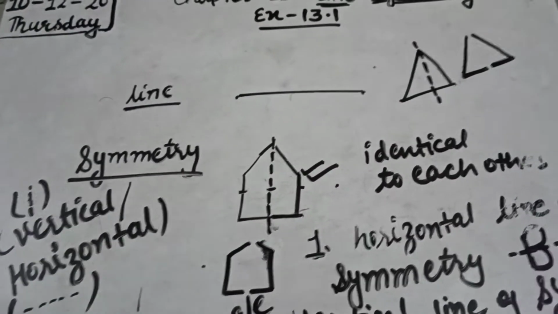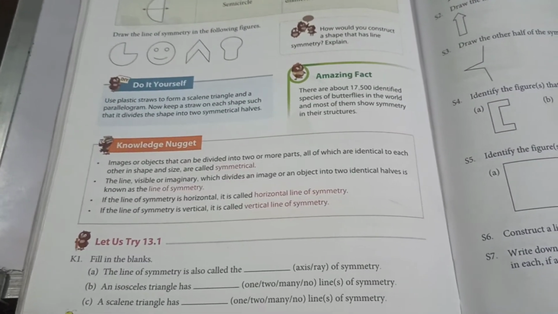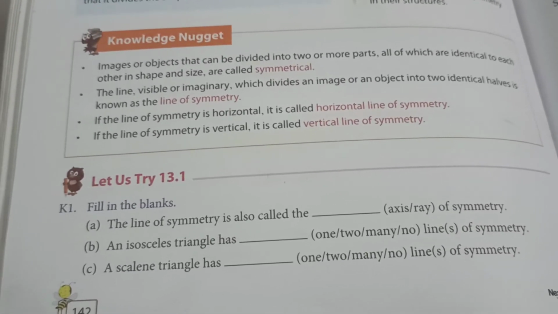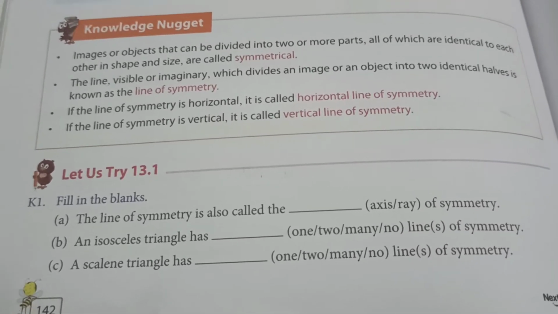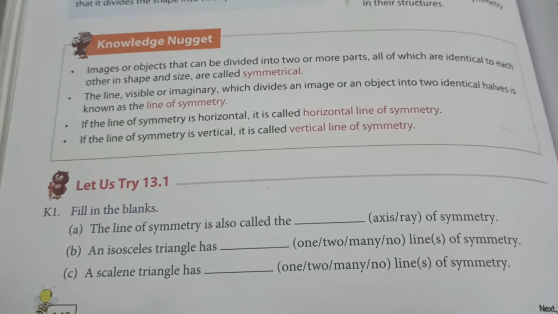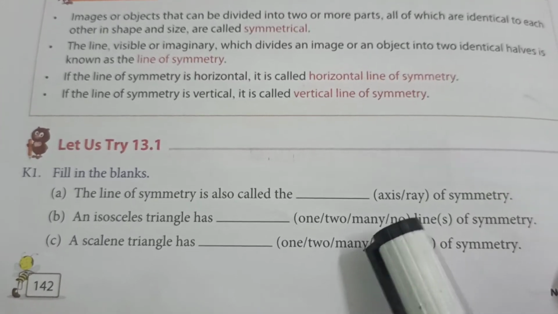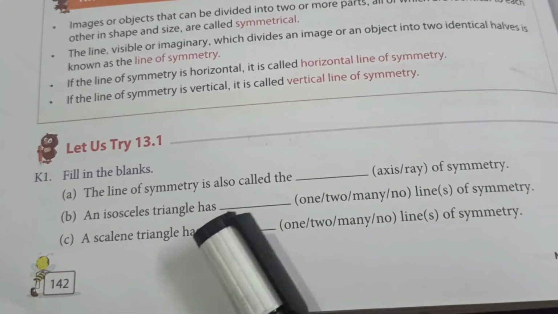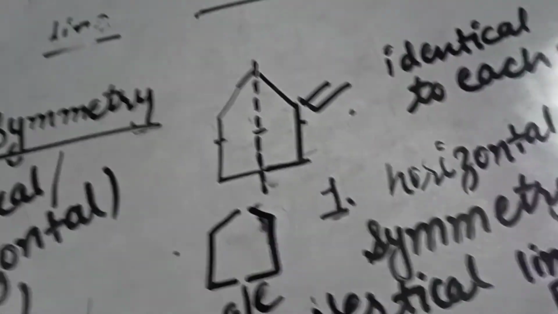Okay students, now let's come to your exercise 13.1, which is this. The first question is fill in the blanks: the line of symmetry is also called the dash of symmetry. Line of symmetry is also called axis of symmetry. So what comes here? Axis. Second, an isosceles triangle has dash lines of symmetry. So firstly, we will draw an isosceles triangle here.